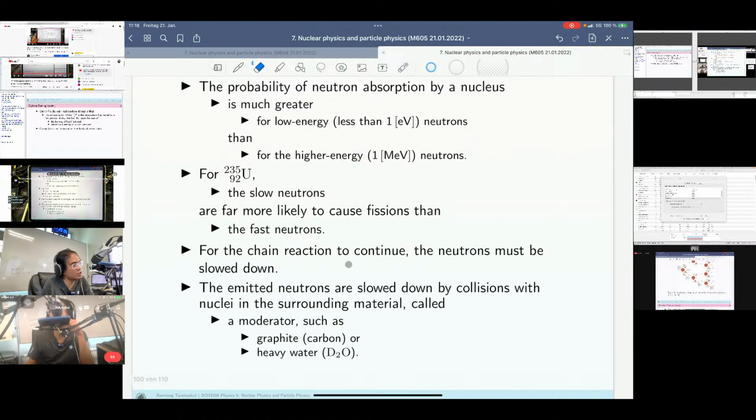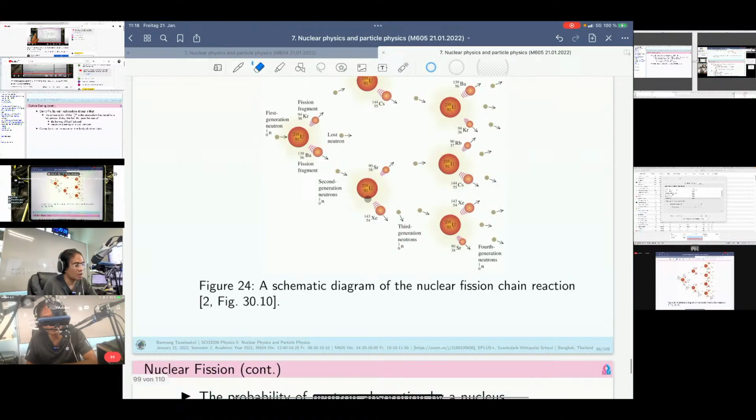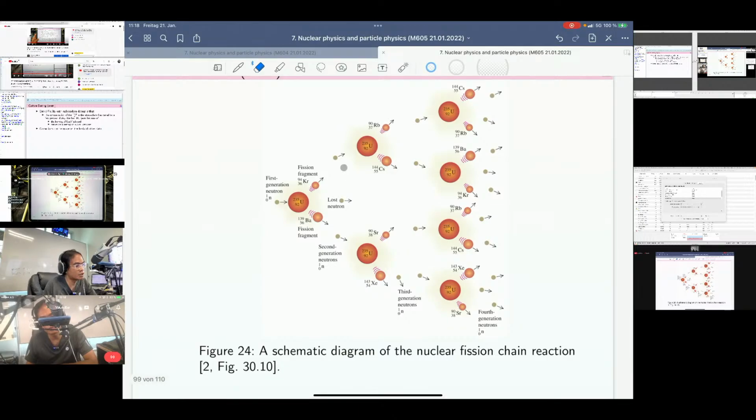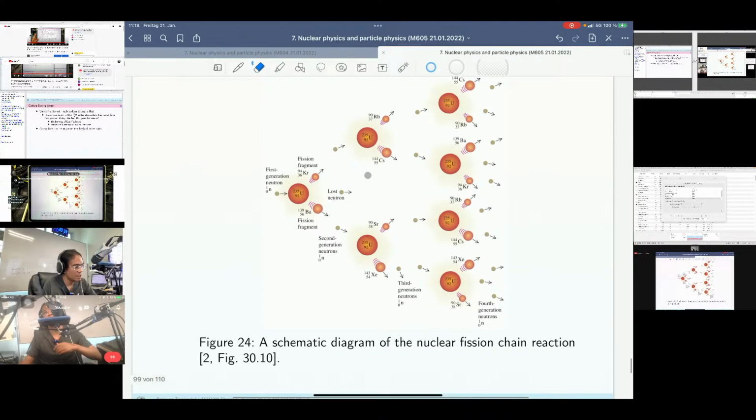Even if you get the high-speed neutron, you need to use some technique to reduce its speed. It's not beyond the ability of humans. Even in nature, the neutron is created with high speed, but it's not beyond our ability. The way to do it is the following.